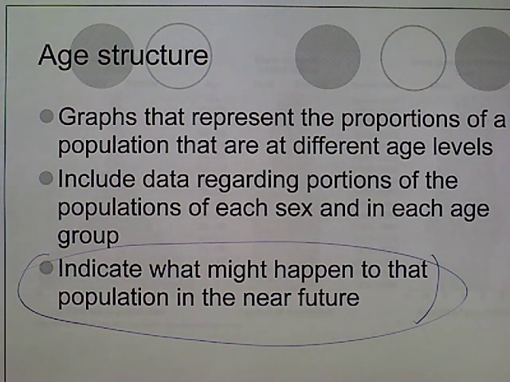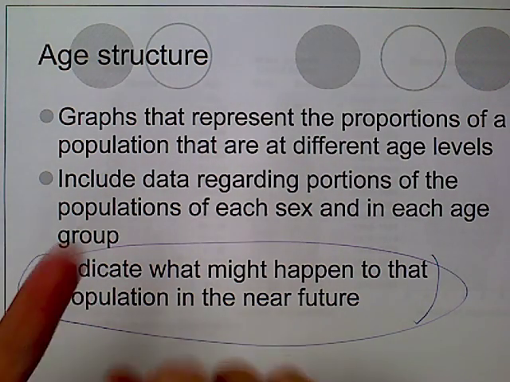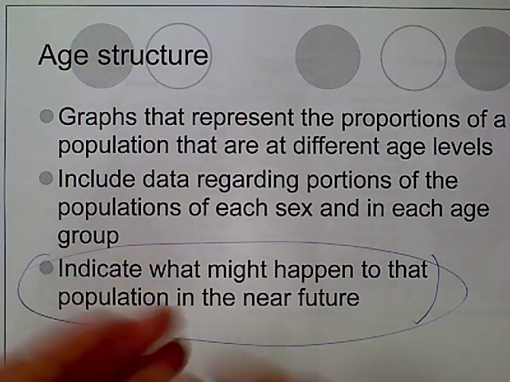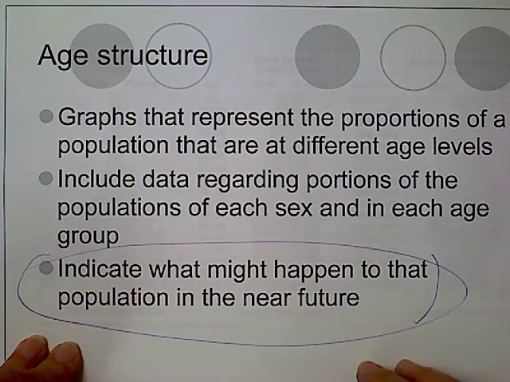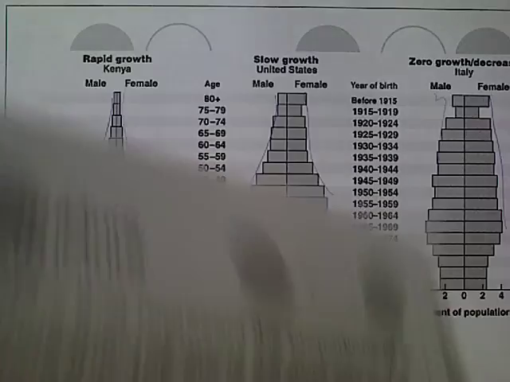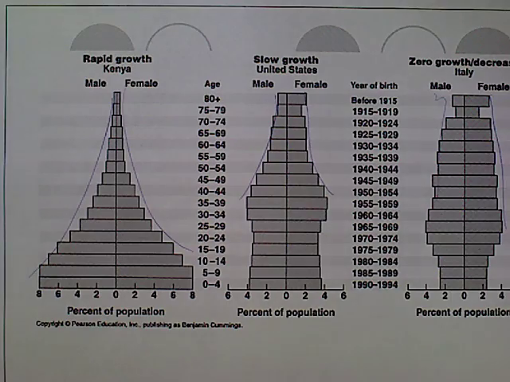The next thing and the last thing that we're going to talk about are age structure graphs. You need to know and understand these graphs for our test. These are graphs that represent the different proportions of a population. It will tell us the number of males, tell us the number of females. It will tell us the numbers within different age groups, and it's broken down from youngest to oldest. These are really important because they can help us predict what's going to happen to that population in the near future.